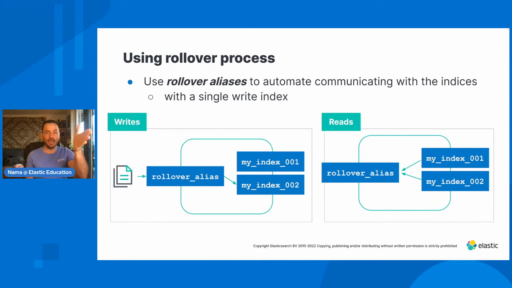There's going to be basically a process on specifying which indices we can read from whenever we do a search, and which index we index to whenever we do a put command or an index. All right. So that's our rollover alias that allows us to do that.